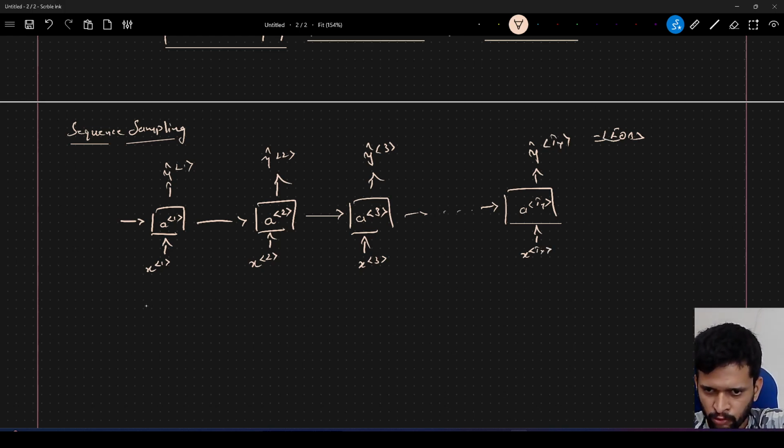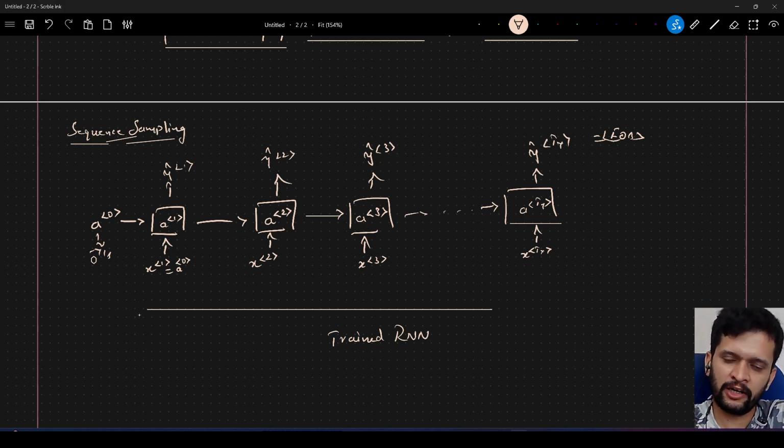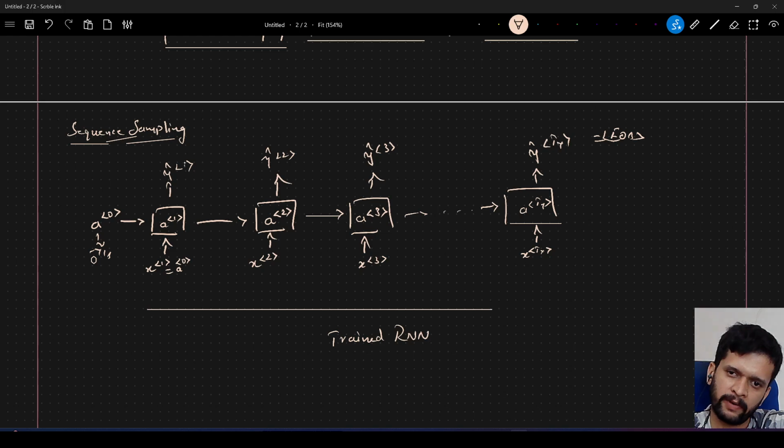Now, I have told you this is a trained RNN model, right? So how do we do sequence sampling in order to generate some text out of a trained RNN model? Here I'll have A0, which is a vector of all zeros. At time step 1, I'll feed in the vector of all zeros and I'll get my prediction, Y hat 1.